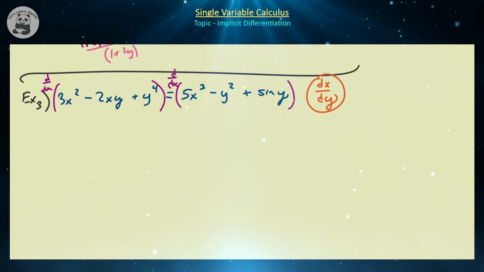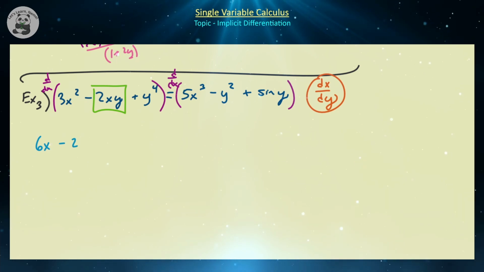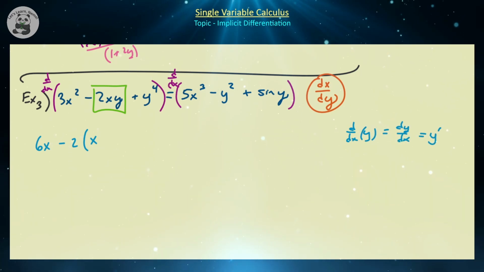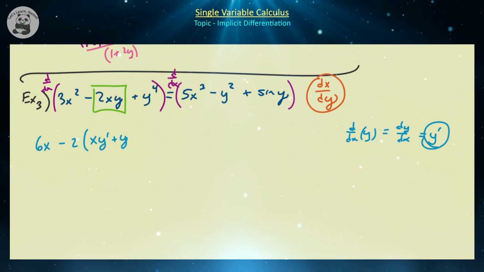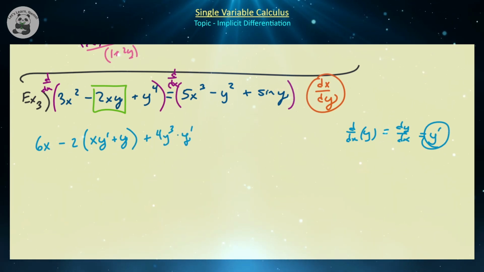And that's going to give me 1. Now be careful when you get to this 2xy term because that's going to be a product rule. So what is that going to give us? It's going to give us 6x minus 2 times: we have first times the derivative of the second. The derivative of the second is going to be dy over dx. Just for shorthand notation, I'm going to denote that as y prime. So it's the first times the derivative of the second plus the second times the derivative of x, which is 1. And then we're going to have 4y cubed times the derivative of y with respect to x.